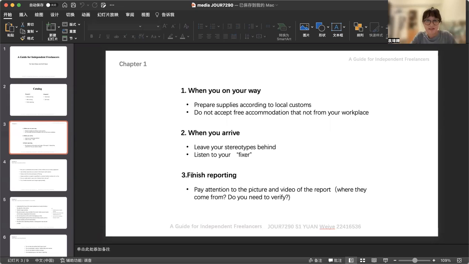And the third one is, when you finish reporting, you need to make sure about any photo or video: where do they come from? Do you need to verify them, and do you have the copyright or not?